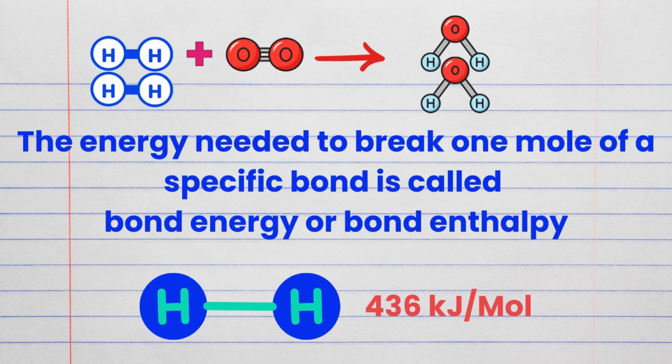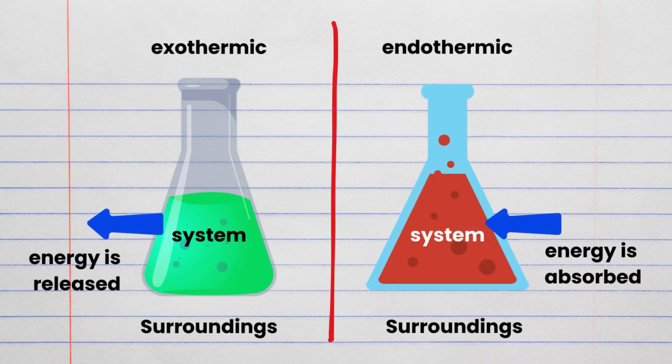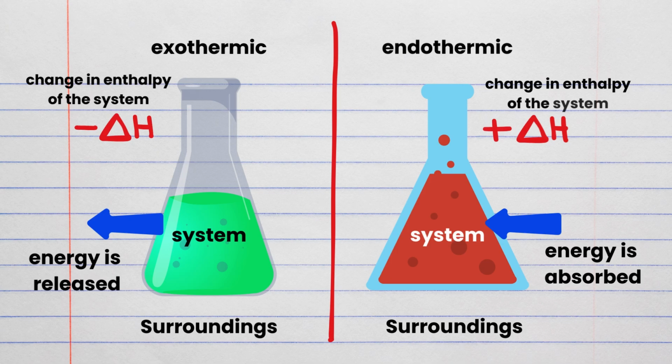The energy needed to break 1 mole of a specific bond is called bond energy or bond enthalpy. Enthalpy refers to the energy stored in a system. Change in enthalpy is negative for exothermic processes and positive for endothermic processes.